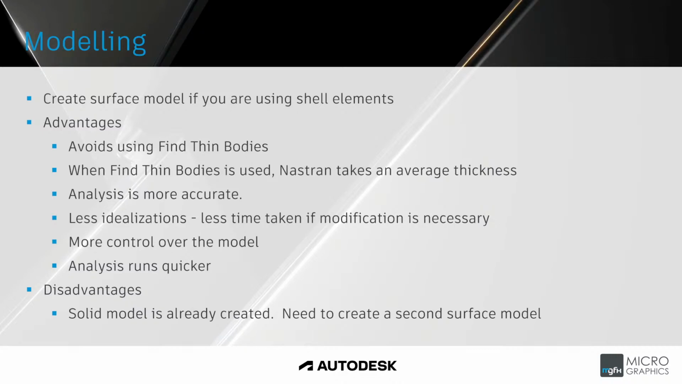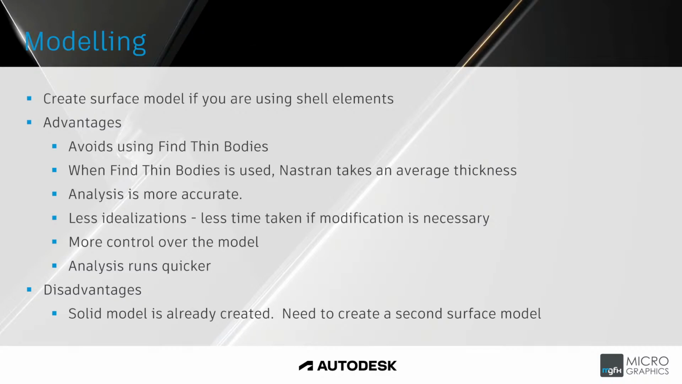You're also able to create less idealizations. So when you do have a surface model, you create an idealization, maybe it's stainless steel and it's 2 millimeters. From that, you then select all the different surfaces that have a 2 millimeter stainless steel idealization. Whereas if you just say find thin bodies, it will take each separate surface and create separate idealizations for each of those. You also have more control over the model.